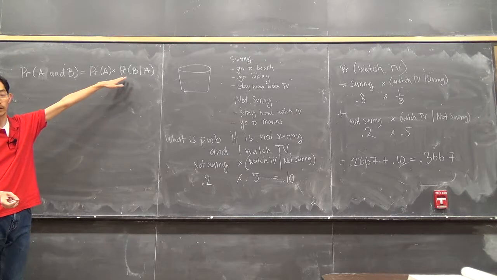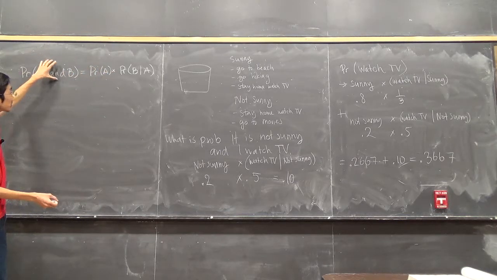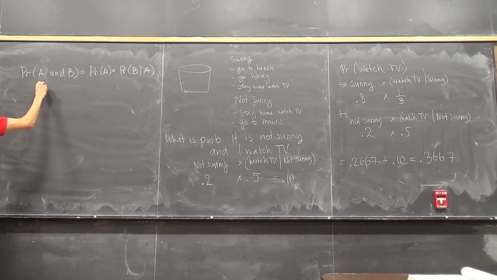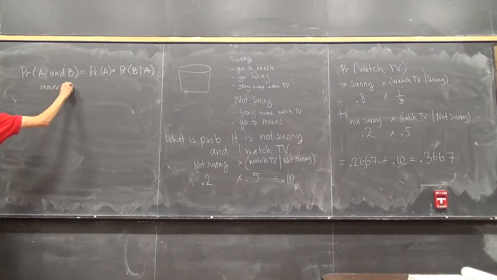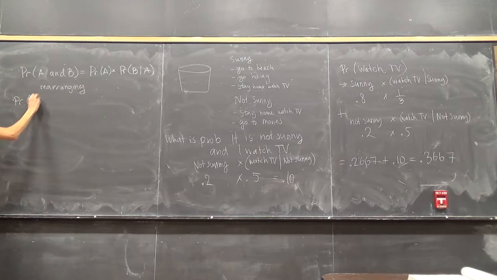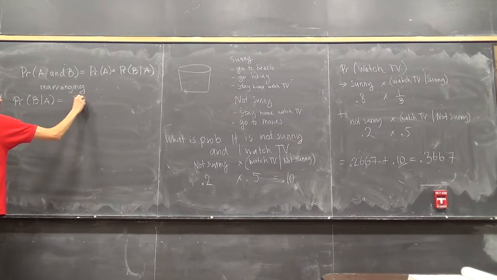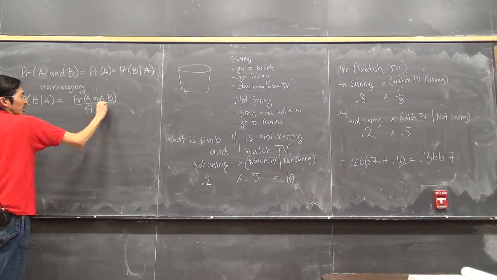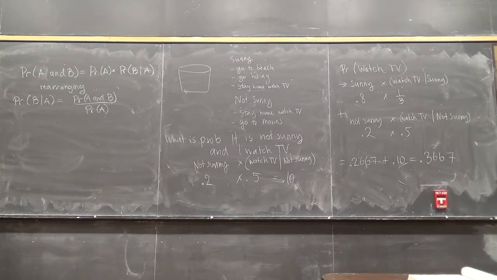Conversely, if let's say you have this information and you have this information and you don't have this information, okay? Then you can also, just from rearranging, we can also get that the probability of B given A is equal to the probability of A and B divided by the probability of A. Okay. So depending on what pieces of information you have, maybe you need to solve for this, maybe you need to solve for this. Okay.